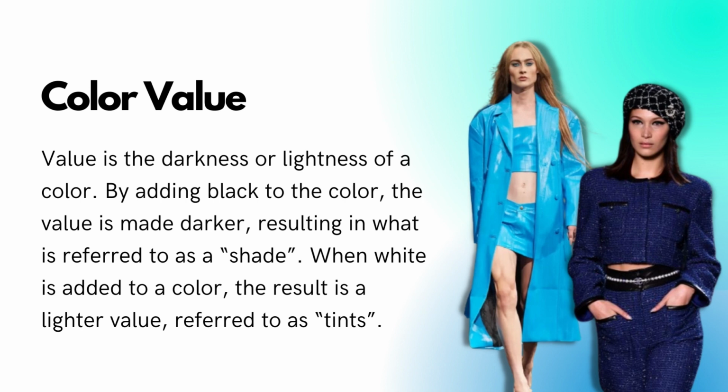We also have the color value. The pure color is generally referred to as hue. The value of a hue is adjusted by the addition of either pure black or pure white. By adding black to the color, the value is made dark, resulting in what is referred to as a shade. When white is added to the color, the result is a lighter value referred to as a tint.